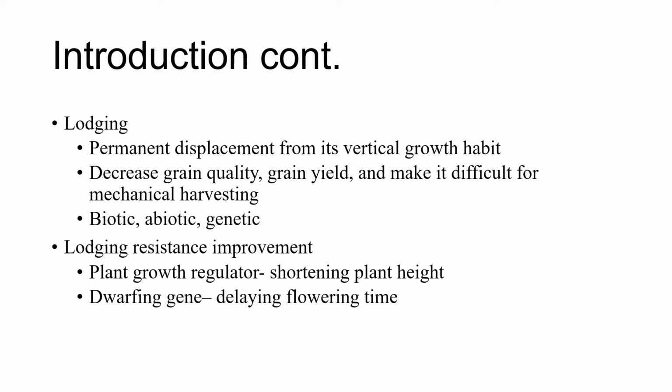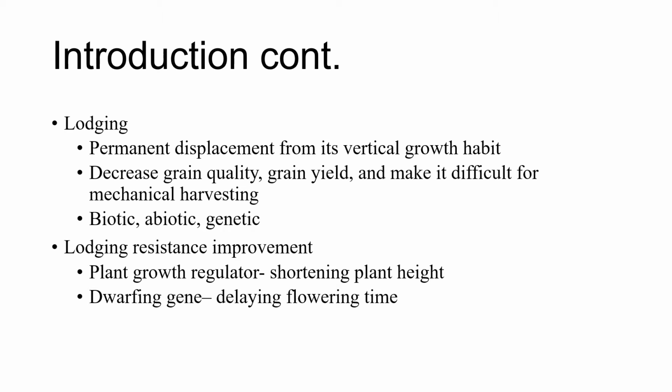One of the major problems with canola production is lodging. Lodging refers to a permanent displacement of the plant from its vertical growth habit, and lodging causes a reduction of grain quality and grain yield, and makes it difficult for mechanical harvesting. There are many factors controlling lodging, such as biotic factors, abiotic factors, and genetic factors.